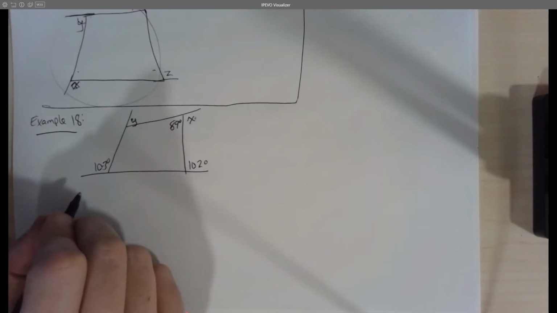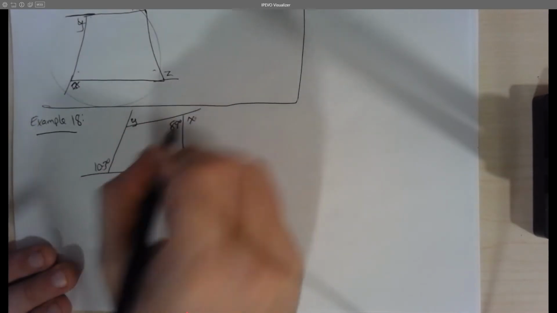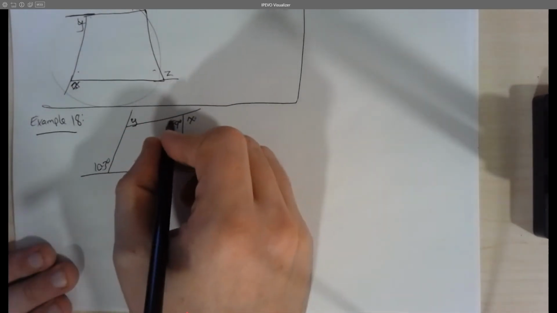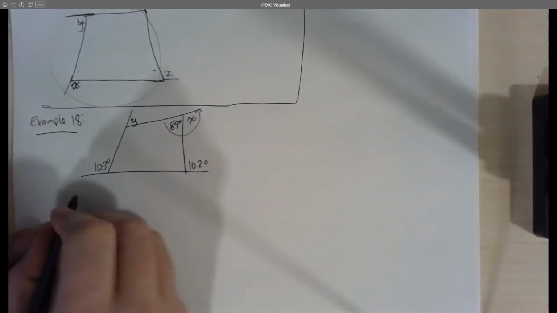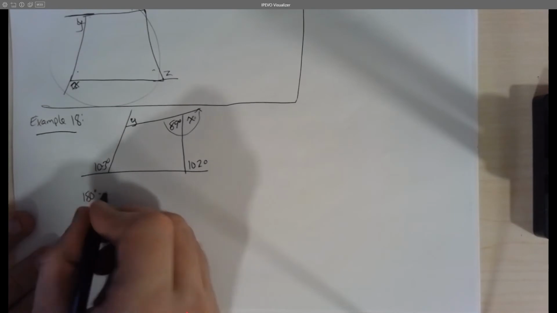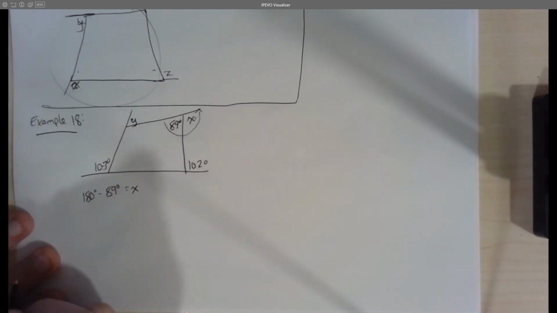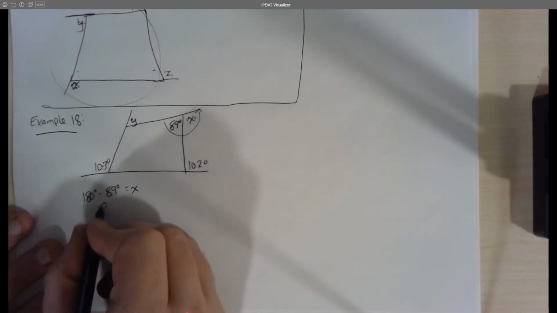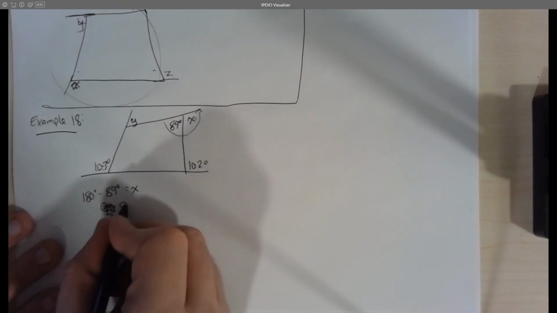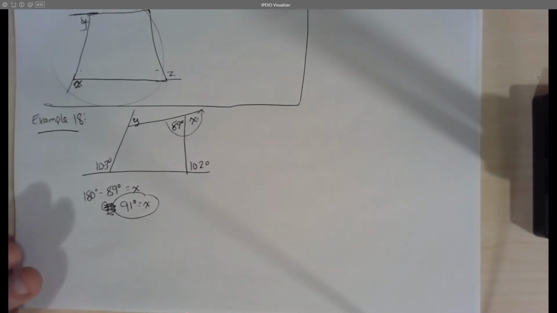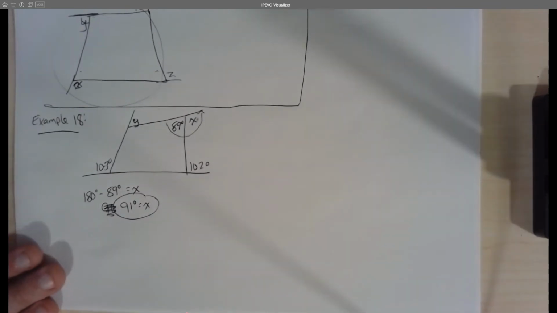So we know that X is the first one that we can solve. If this is a straight line, then this has to equal 180. So 180 degrees minus 89 degrees is going to give us our X value, which would be 91 degrees. It's what's left. That's our X. That was hopefully our easier one. Now the only thing left to do is figure out our Y.